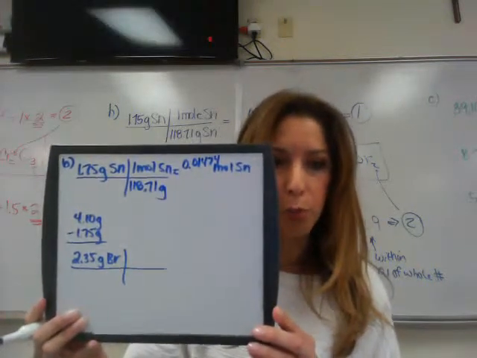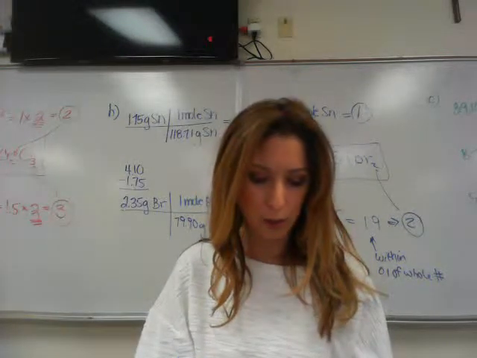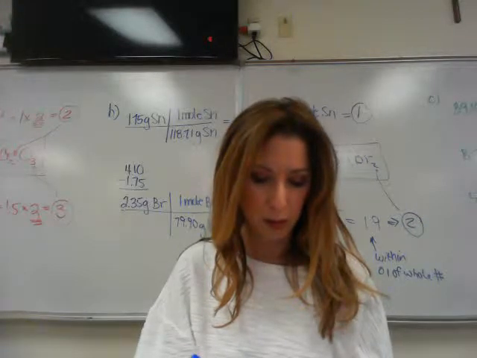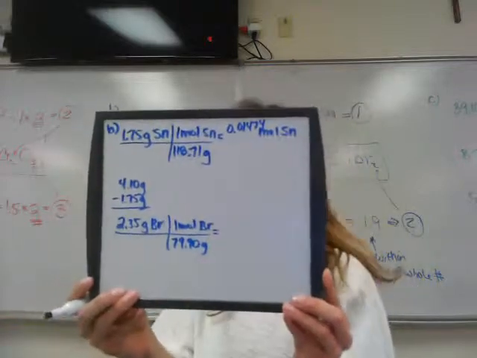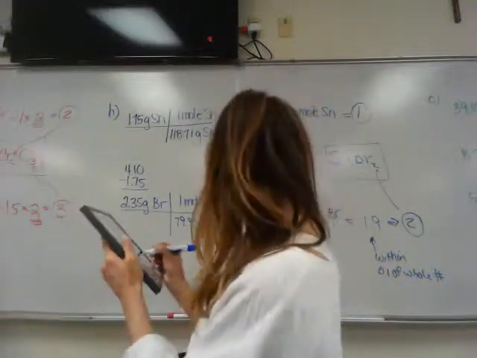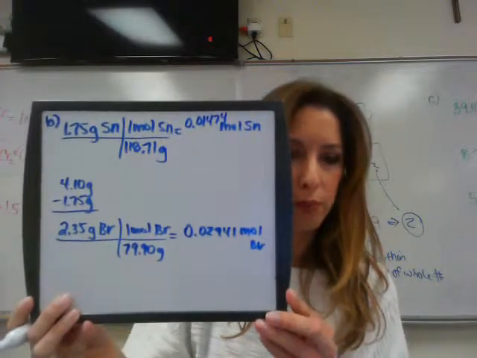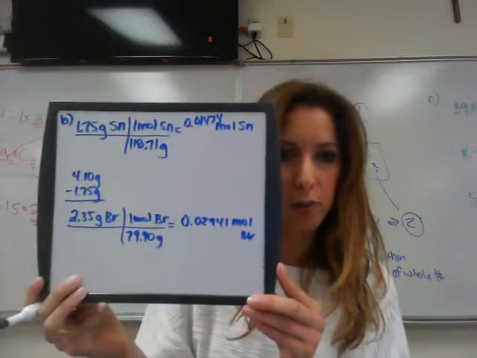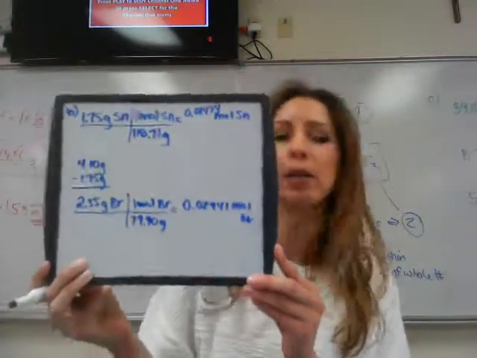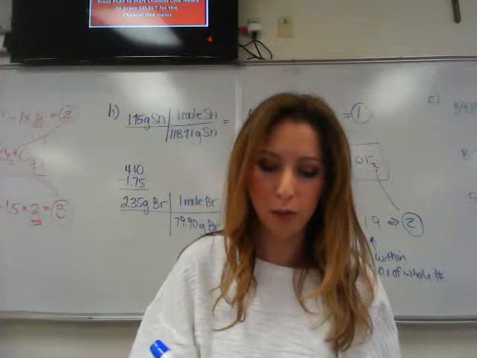And then the molar mass of bromine is 79.90 grams. So we're going to divide that out, and we're going to get 0.02941 moles. Okay, again, I wrote it like 5 places past the decimal and I didn't round. Once you convert grams to moles, now you can go ahead and divide by the smallest mole. So the smallest mole here is 0.01474.